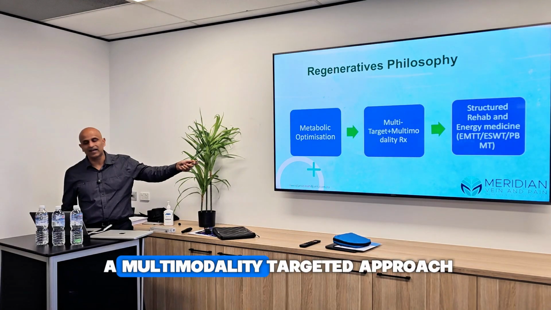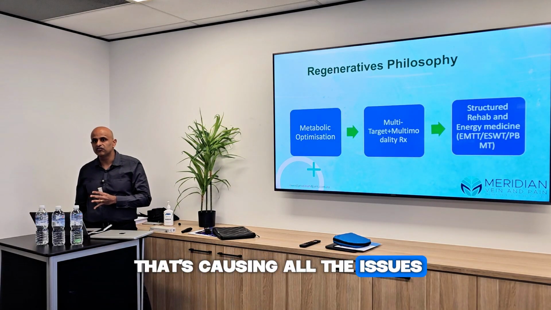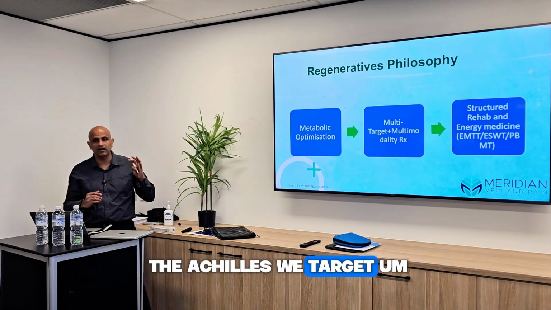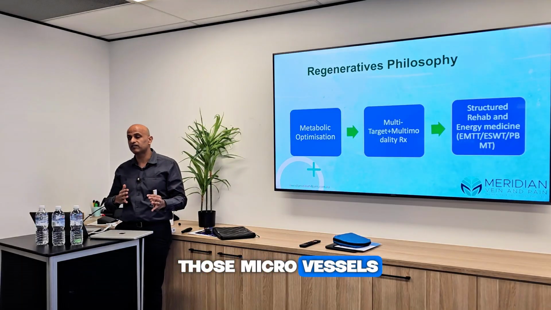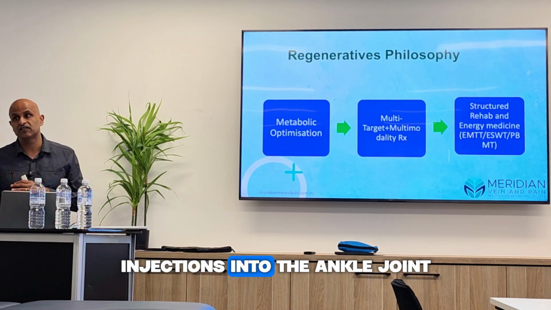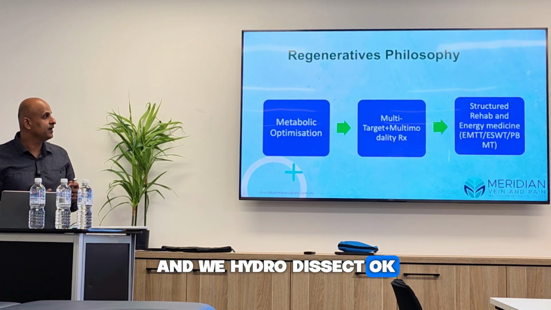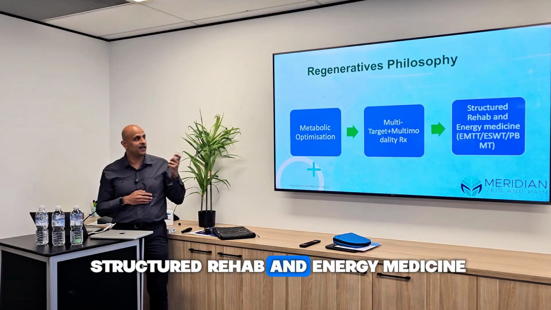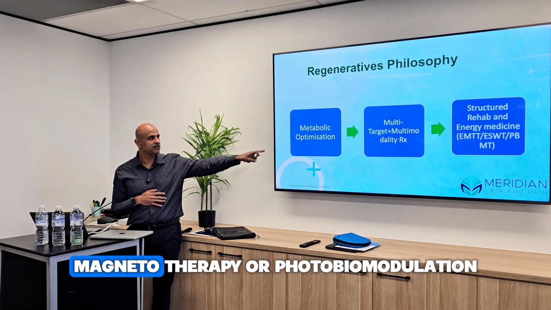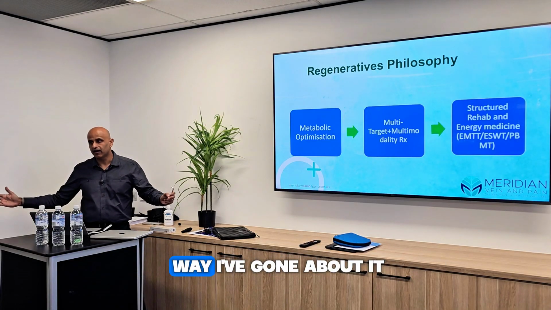And then we do a multimodality targeted approach. So as you know, there's never one target that's causing all the issues. So you might as well target multiple areas. So for example, in the Achilles, we do sclerotherapy to those microvessels in addition to targeting with PRP. We also do injections into the ankle joint at the same time with PRP, and we hydrodissect, okay? And then we do a structured rehab and energy medicine protocol, whether you're doing shockwave, magnetotherapy, or photobiomodulation. For me, photobiomodulation has been the way I've gone about it.